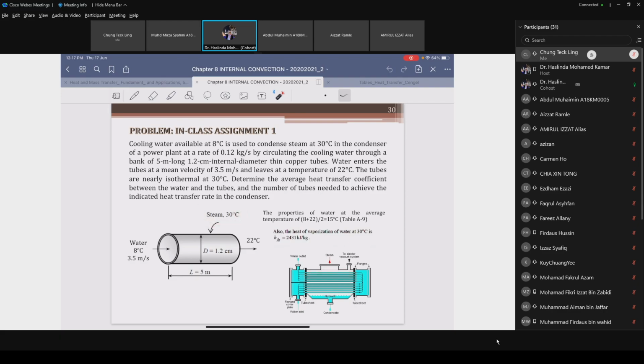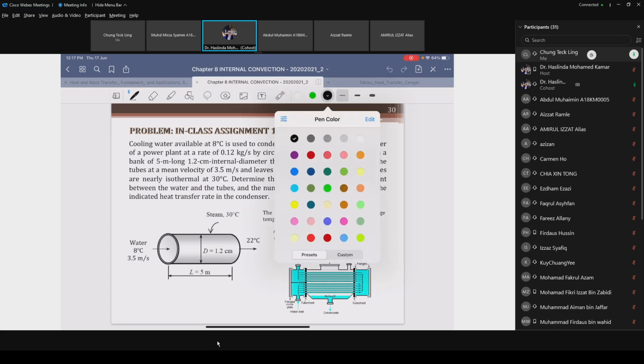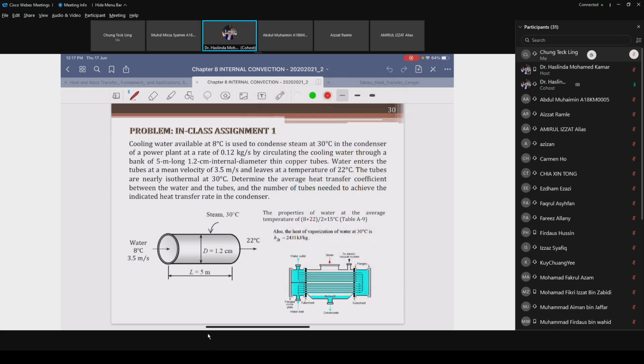So now let us read again. Water enters the bank. So the tubes are nearly isothermal. Can you understand what isothermal is? Isothermal means that the Ts is constant. Isothermal means same temperature. Iso means constant, thermal is for temperature. So the temperature is constant. The surface temperature is constant at 30 degrees Celsius. Okay, so determine the average heat transfer coefficient.